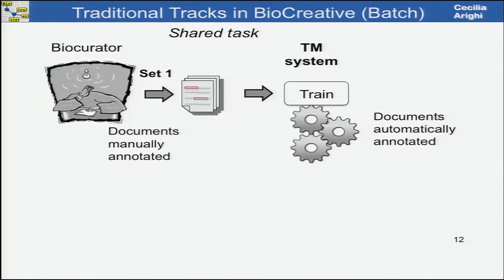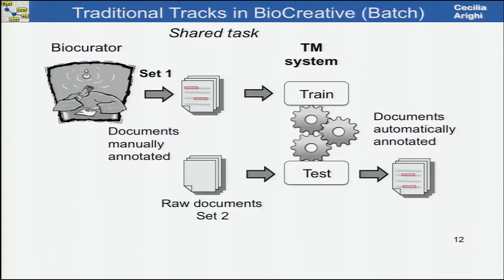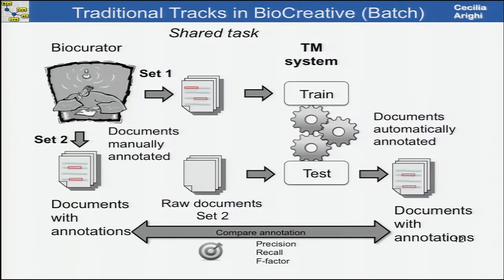So in terms of the different activities by BioCreative, the traditional one is a shared task where the involvement of the curator is at the very beginning, by providing the manually annotated set. This set is used to train a text mining system, and later another set is submitted for testing. Usually what we do is measure some performance, precision, recall, and other factors, and we compare the documents annotated in the gold standard versus the system.